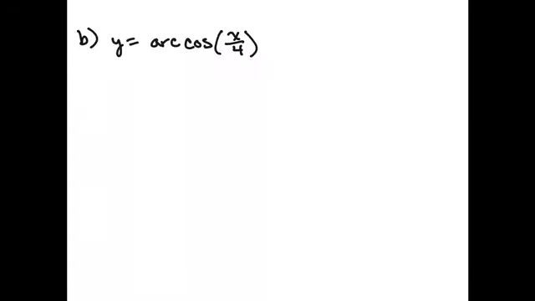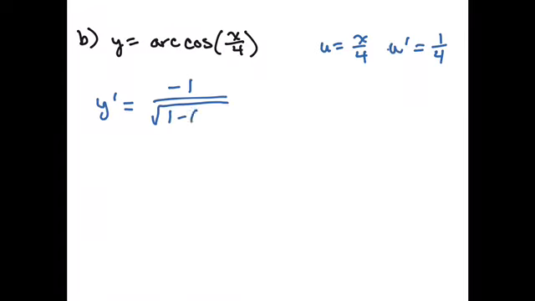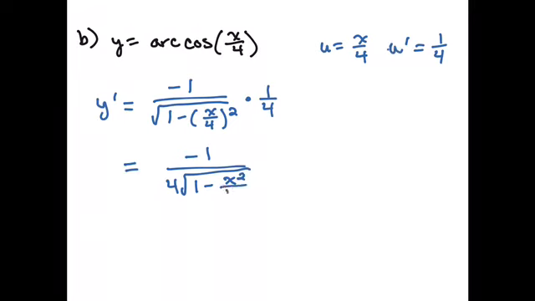Y equals arc cosine of x over 4. In this case, my u is x over 4, and my u prime then is 1/4. So if we plug this into the formula for arc cosine, we will get -1 over the square root of 1 minus u squared, where u is x over 4, times u prime, which is 1/4. And if I rewrite that, I'll get -1 over 4 times the square root of 1 minus x squared over 16.